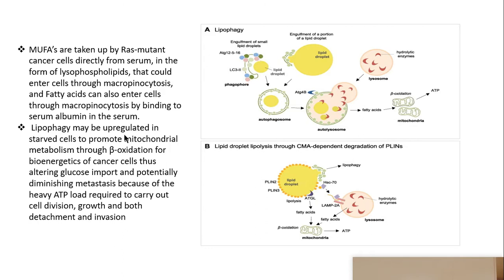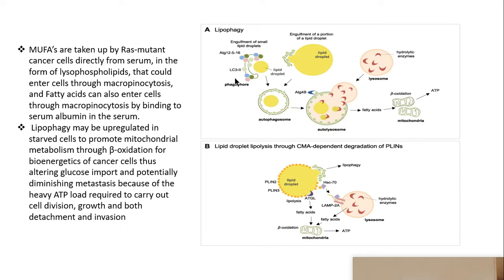So lipophagy may be upregulated in starved cells to promote mitochondrial metabolism through, of course, beta oxidation of those fatty acids, thus altering glucose import, right? Because now you're burning fatty acids, you're making NADH and FADH that way rather than via glycolysis and TCA cycle. Potentially diminishes metastasis because of the heavy ATP load required to carry out cell division, growth, and both detachment and invasion. So lipophagy, depending on the certain stage of the cancer, can actually promote a process wherein the cancer cells slow down their division rate, slow down their growth rate, and can't metastasize.